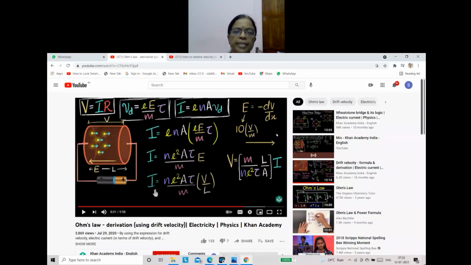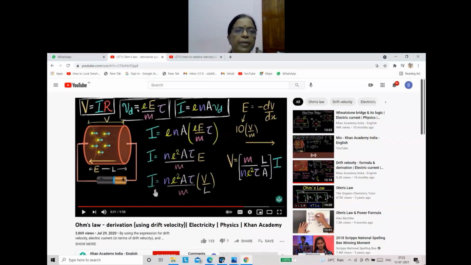From the relation E equal to minus dV by dr, if the electric field is uniform, E equal to V by L. That relation we can take. The electrons drift with a constant average velocity, opposite to the direction of the electric field. That is drift velocity Vd, this is the magnitude. If it is a vector, we write vector Vd equal to minus vector E by m into tau. Vd equal to E by m into tau.